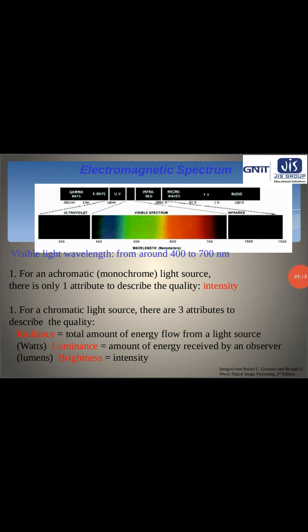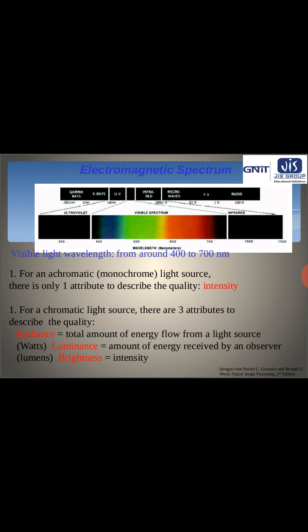Now this is the electromagnetic spectrum of light which has been shown here. So here we can see different types of waves like gamma rays, X-rays, ultraviolet rays, visible spectrum, infrared, microwaves, TV waves, radio waves. So lots of waves are there. Visible light wavelength is from around 400 to 700 nanometers, we can see here. So from this electromagnetic spectrum we can easily separate out the visible spectrum.